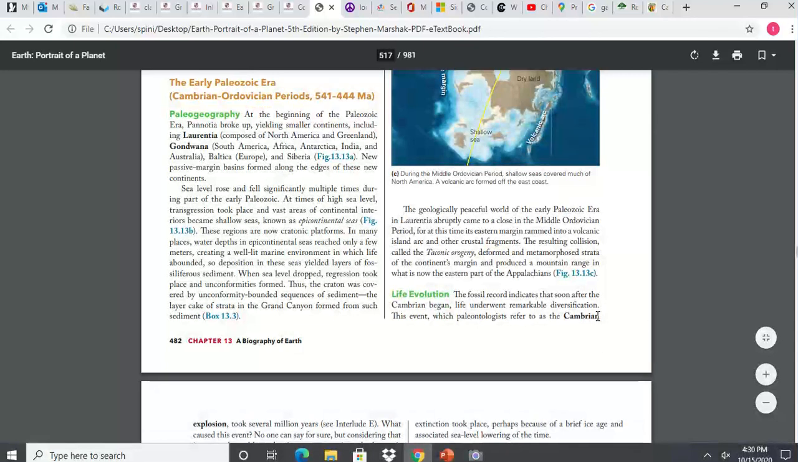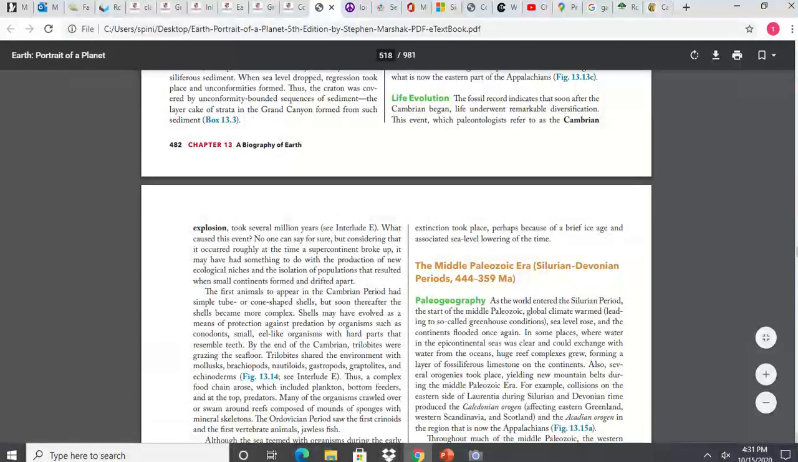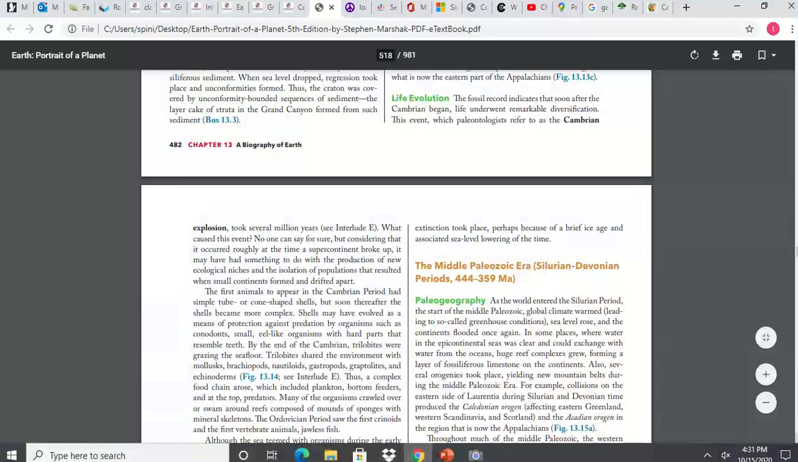So life is going to kind of explode at this period. 541 million years ago, we call it the Cambrian explosion because we find a lot of these fossils, and they again are just creatures that you just can't imagine how crazy they look. And again, they're all still in the ocean, aren't they? There are no land creatures yet. Everything still lives in the ocean.